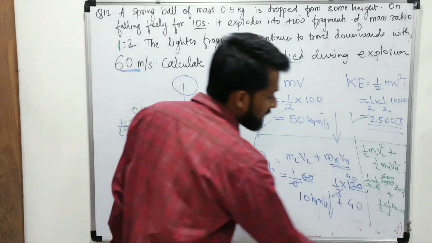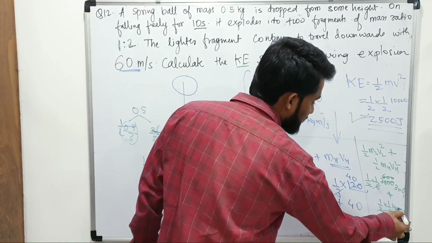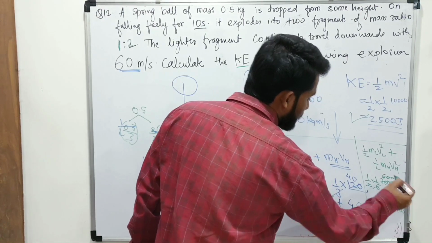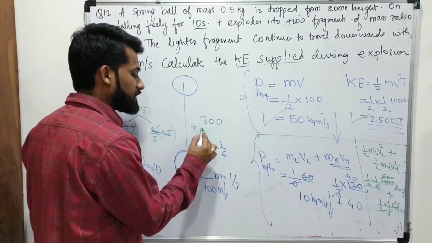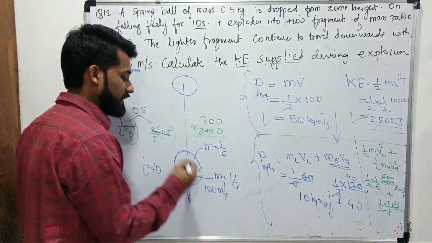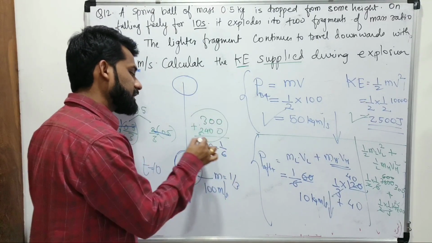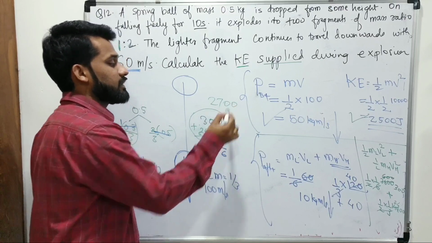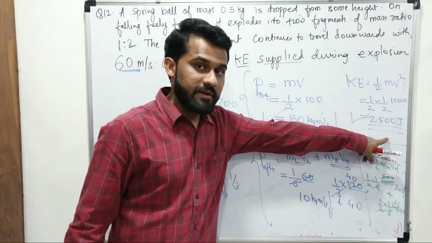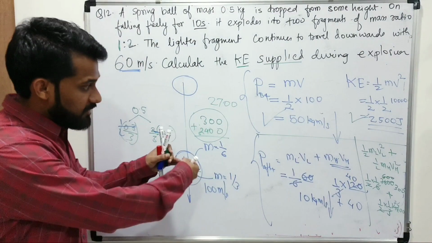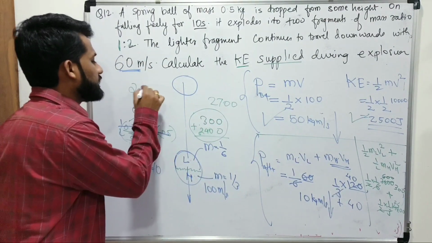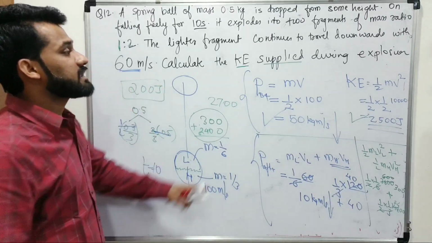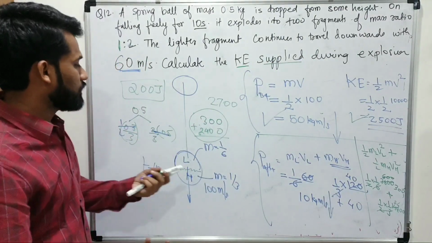Heavier particle का kinetic energy will be, this is 6 into 24, so it is 2400. 300 plus 2400 is the energy of the heavier particle. So total energy कितना है? 2700. Originally energy was 2500 before explosion. After explosion 2700. So ये extra 200 जो है, this energy is the energy supplied during the explosion.